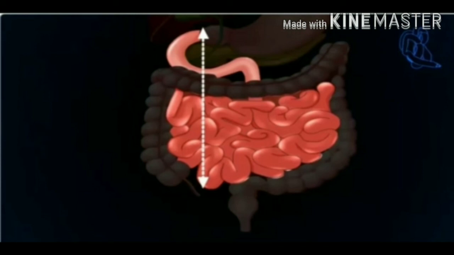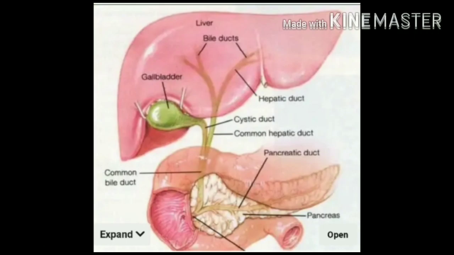The small intestine in human beings is the site of complete digestion and absorption of digested food. It receives secretions from the liver and the pancreas. The liver is a reddish brown gland situated in the upper part of the abdomen. It is the largest gland in our body.